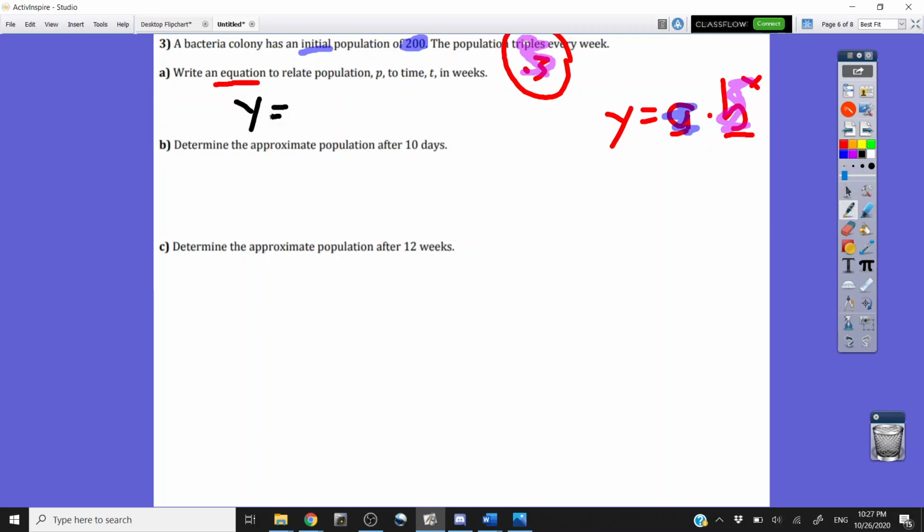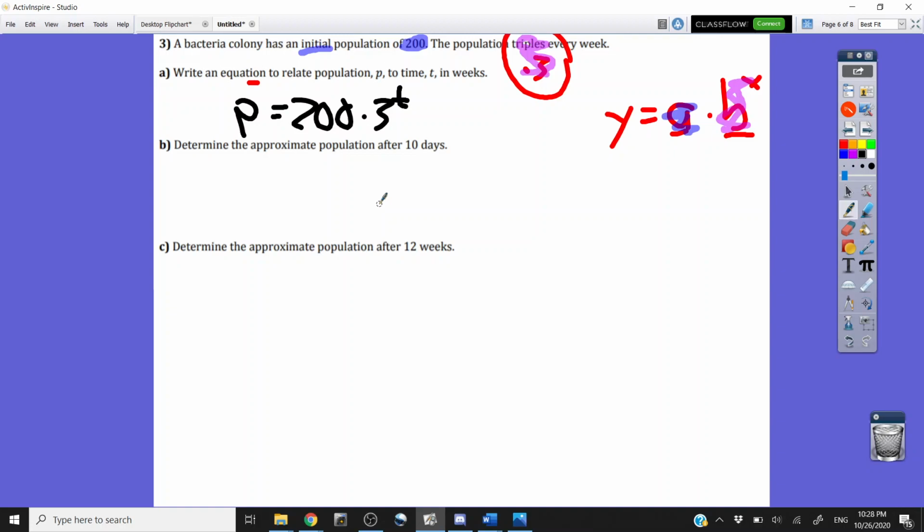Y equals, we started at 200 times, we multiplied by 3 to the, oh, and I shouldn't use x because they tell us t weeks, which means I also should not have used y. They told us they wanted P, population. There we go. P population equals 200 times 3 to the t.